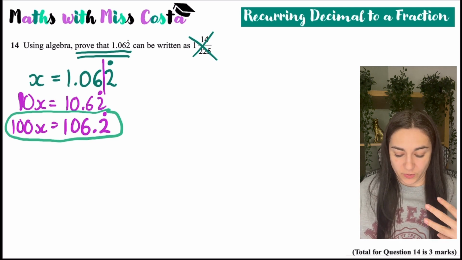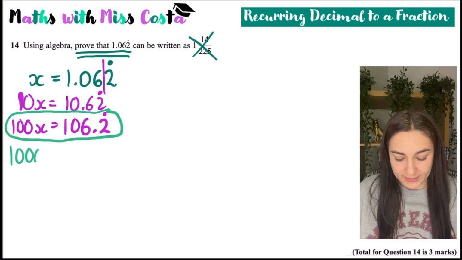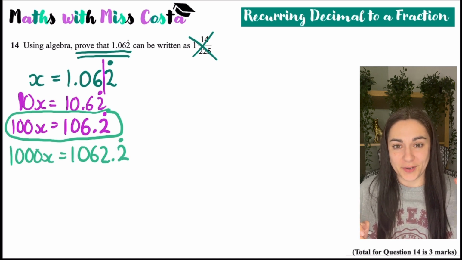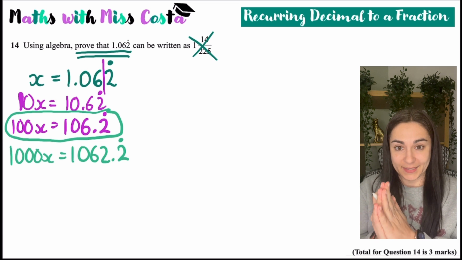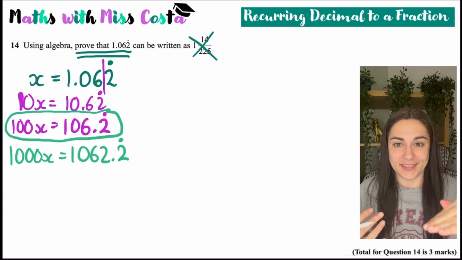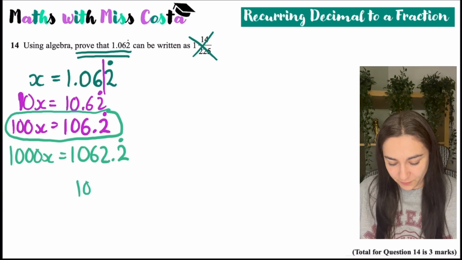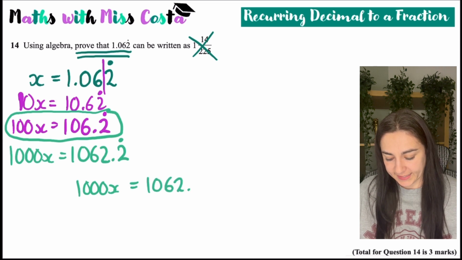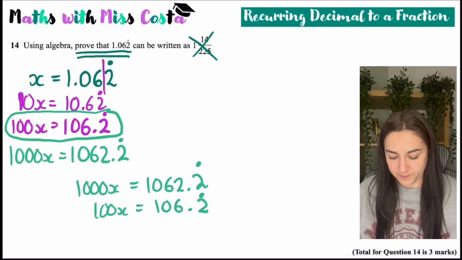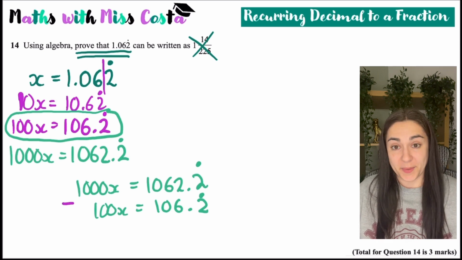The next thing that I want to do is get another value. So if I multiply it by 10 again, that would give me 1062.2 recurring. So now I have two values that have just the recurring part of the decimal after the decimal point. So now I can subtract them because anything minus itself is 0. So if I rewrite this with the largest value at the top, 1000x is 1062.2 recurring, and 100x is 106.2 recurring. What I can do is then just do a basic subtraction.